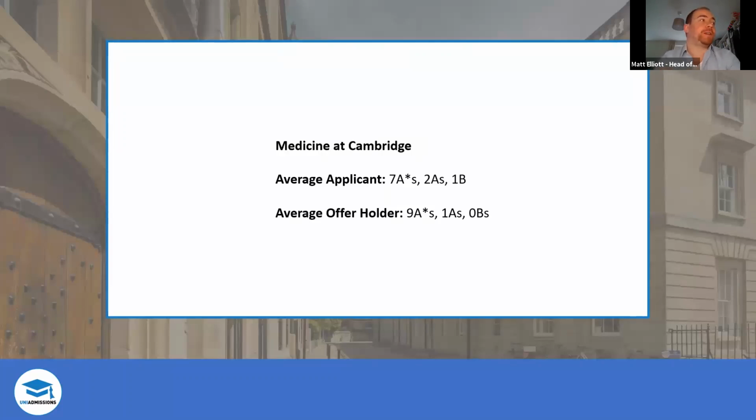The same sort of goes for medicine. We find ourselves very much at this level where it's around 3/4 A stars and then 1/4 not, and then a little bit higher for the offer holders. But again, if you've only got 5 A stars and a few more A's, that's still perfectly fine. You're still well within the range of what would be a reasonable applicant.